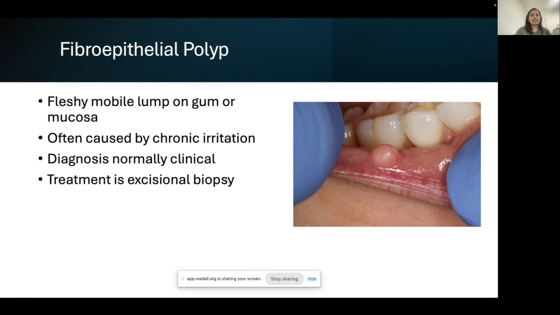The diagnosis is normally clinical, but to prevent them becoming bigger, an excisional biopsy is done. So that's when the whole lump is taken away, looked at under a microscope, to check it's nothing to worry about. Never really is. And they're really, really characteristic. Once you've seen one, you won't forget it. You'll know exactly what it looks like.